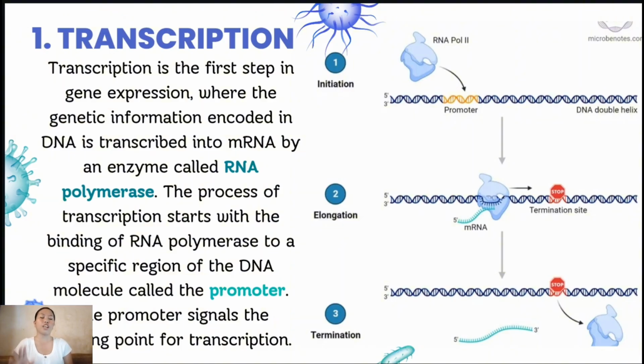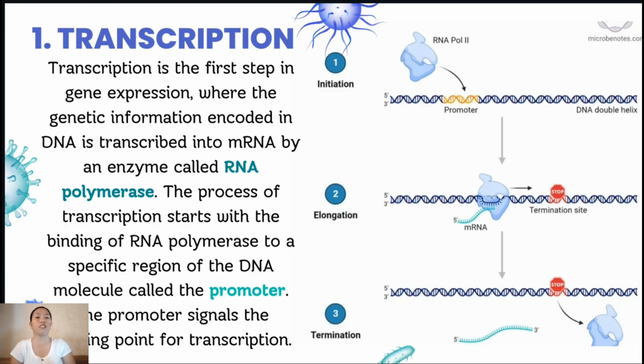The process of transcription starts with the binding of RNA polymerase to a specific region of the DNA molecule called the promoter. The promoter signals the starting point of transcription. So basically, transcription is the first step where the information in a specific segment of DNA is rewritten, or kumbaga kinopya lang, duplicated into a portable molecule called the messenger RNA, or the mRNA.